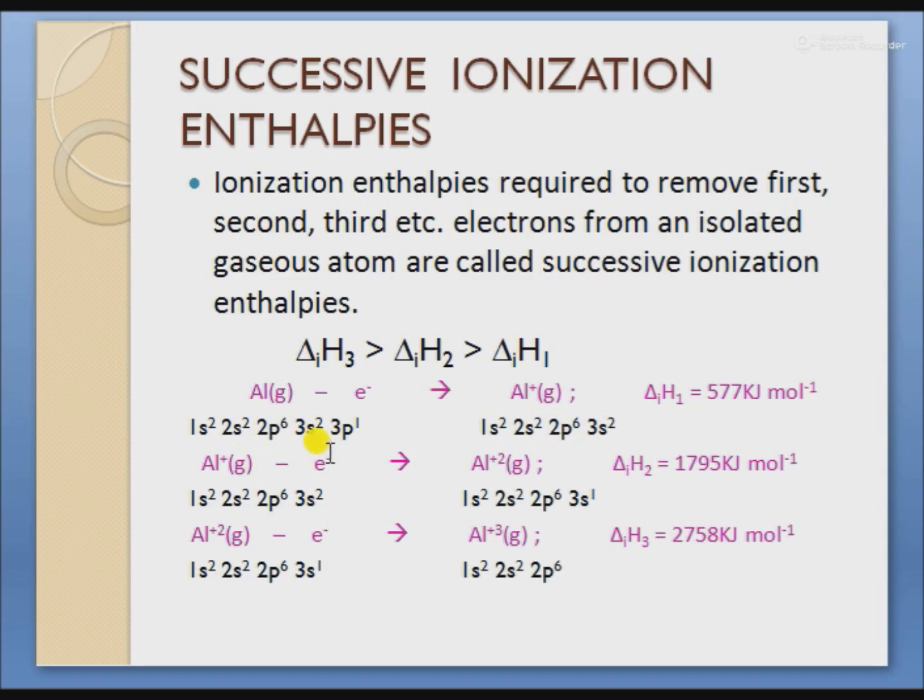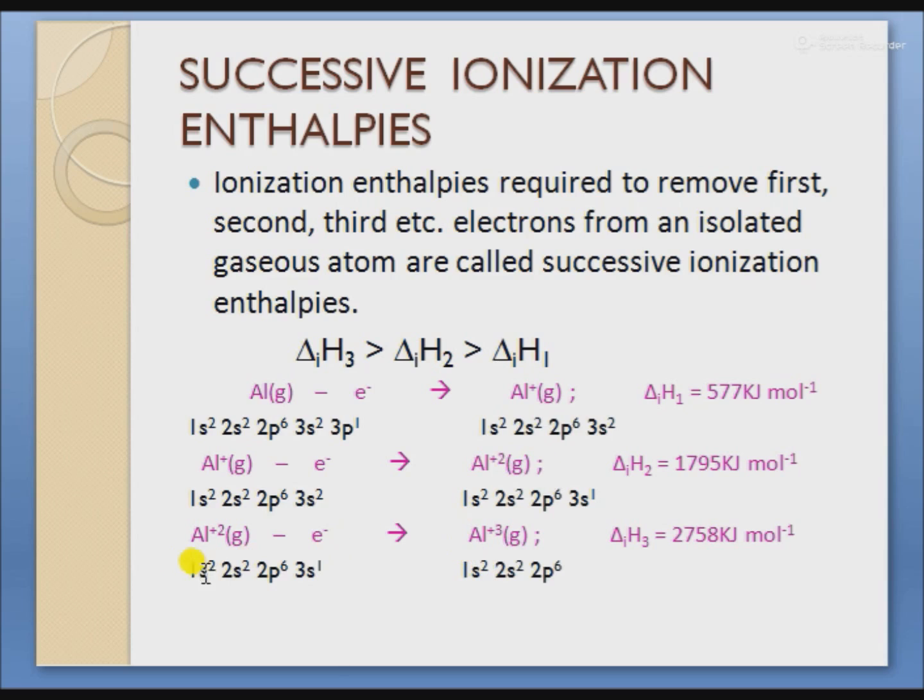And when we remove a second electron from the aluminium ion, that is Al positive, it becomes Al2 positive, and the configuration changes from 1s2, 2s2, 2p6, 3s2 to 1s2, 2s2, 2p6, 3s1, and its ionization energy increases to 1795 kilojoules per mole. This is because the s electrons are closer to the nucleus than p electrons, and when we remove the third electron from the aluminium 2 positive, it requires more energy than when we remove the second electron.